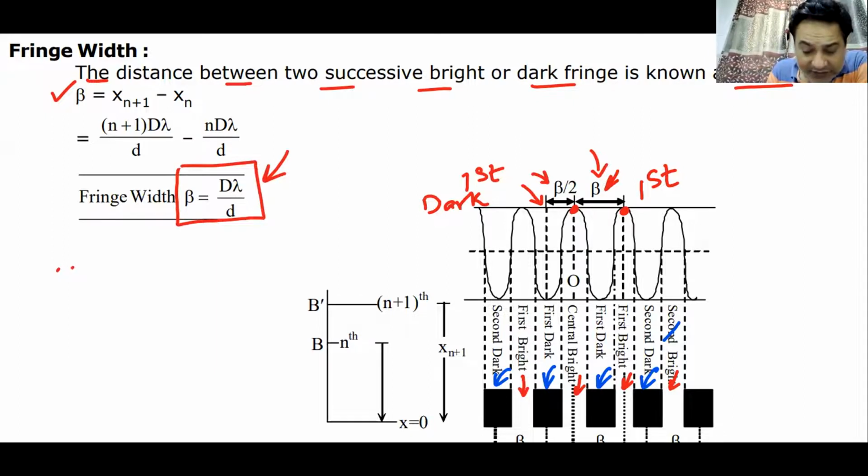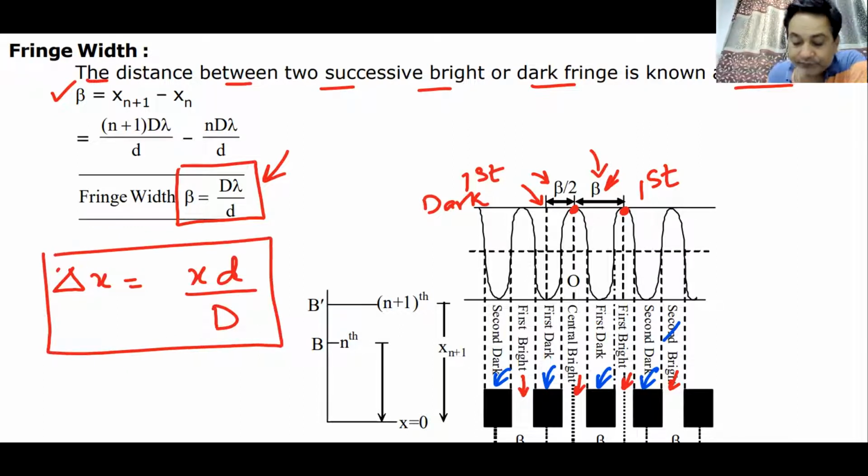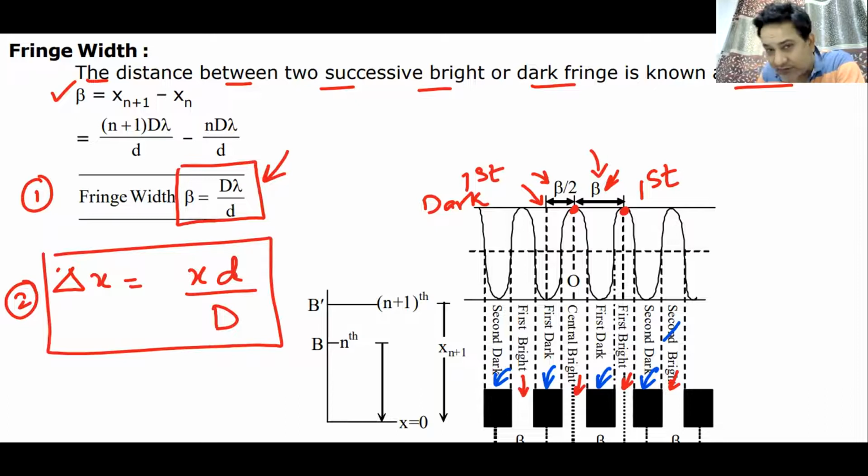Remember, path difference delta x. Path difference was x into small d by capital D. Do we remember this? Yes, sir. In beta, to find the fringe width, capital D has gone in the numerator, small d has come into the denominator, and lambda has come instead of x. So this is the way you can remember this. If you can remember any one of these, you should be able to find out the next of these. But if you make a mistake in any one of these, you will make a mistake in the second one.